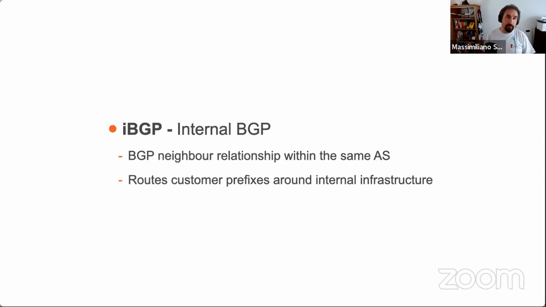There are ways to avoid having to set up too many sessions. You can have what's called a route collector or a route reflector internally in your network. You could run other systems called confederations if your network grows too much. But for the simple network, you can just run iBGP. I have three routers. I run iBGP between them.